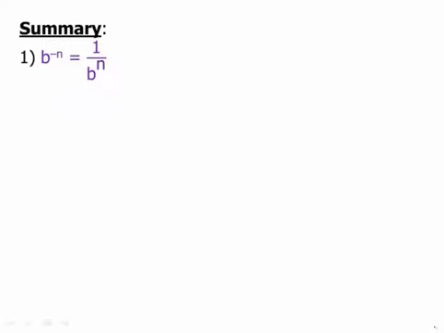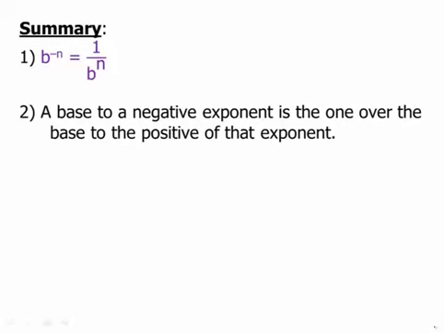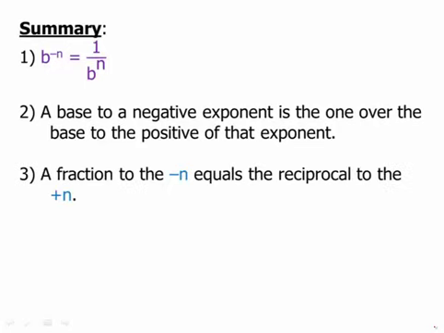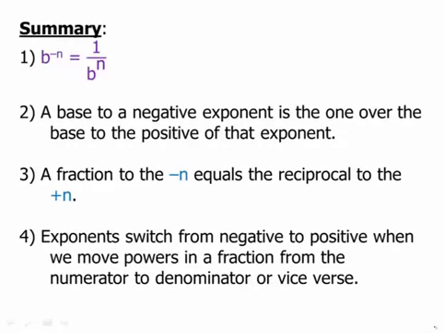In summary, b to the negative n equals 1 over b to the n. A base to a negative exponent is 1 over the base to the positive of that exponent. A fraction to the negative n equals the reciprocal to the positive n, so we can flip over a fraction and get rid of the negative in the exponent. And exponents switch from negative to positive when we move them in a fraction from numerator to denominator, or vice versa.